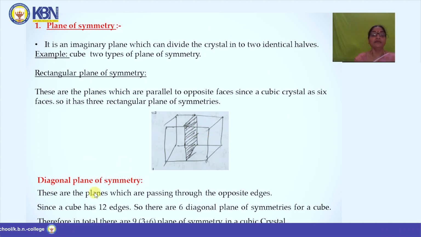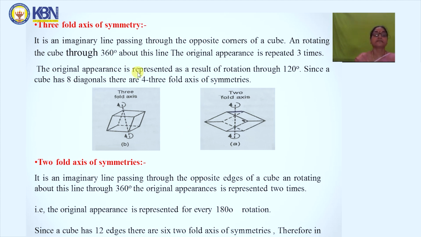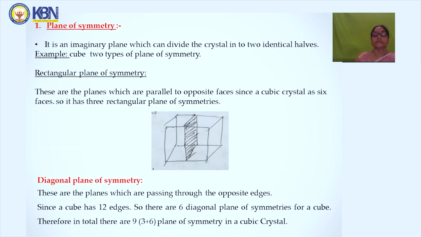Next one is the diagonal plane of symmetry. These are the planes which are passing through the opposite edges. This is the cube and these are the edges. For each cube there are 12 edges. If I consider a plane passing through two opposite edges, it divides the cube into two identical halves. So the cube has 6 diagonal planes of symmetry. So for a cubic crystal, totally there are 9 planes of symmetry: 3 rectangular and 6 diagonal.